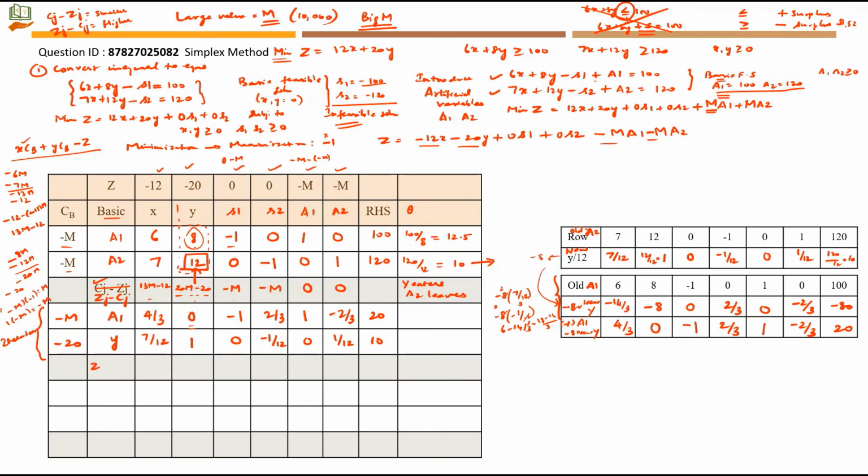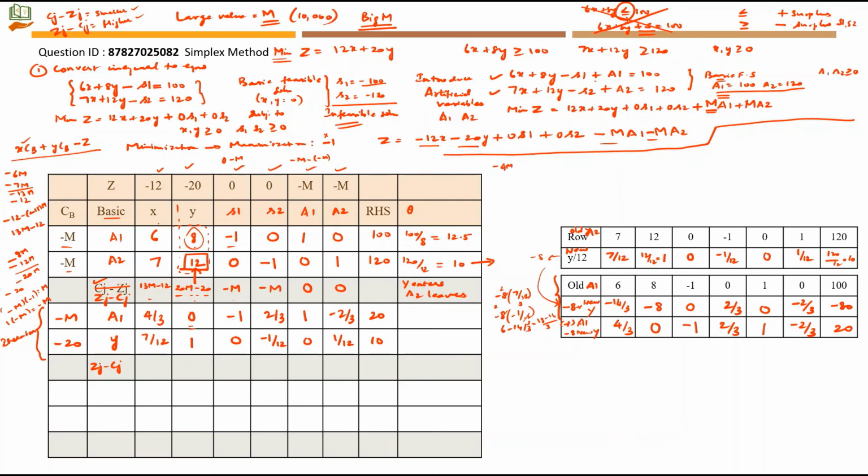Now again we have to find Zj minus Cj and find whichever is higher. Remember, Cj minus Zj it is smaller value. Zj minus Cj it is higher value. So let's calculate Zj minus Cj. Let me make the computation here.